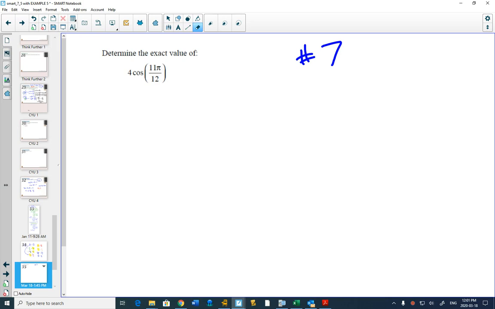What's going to happen when you multiply by 4? The 4 on the bottom is going to cancel out. So this one answer is going to be a root 6 and a root 2, either minus root 6, minus root 2, or both positive, or one negative, one positive.